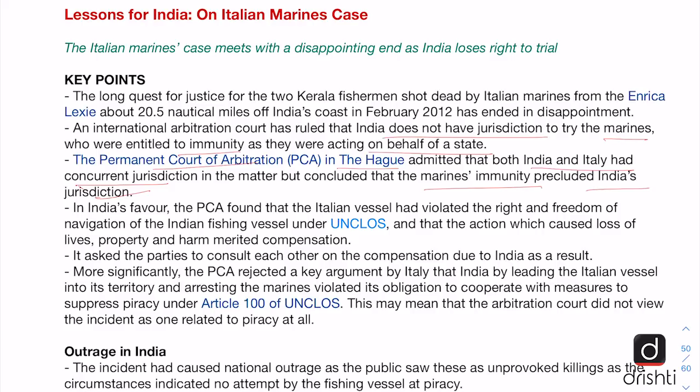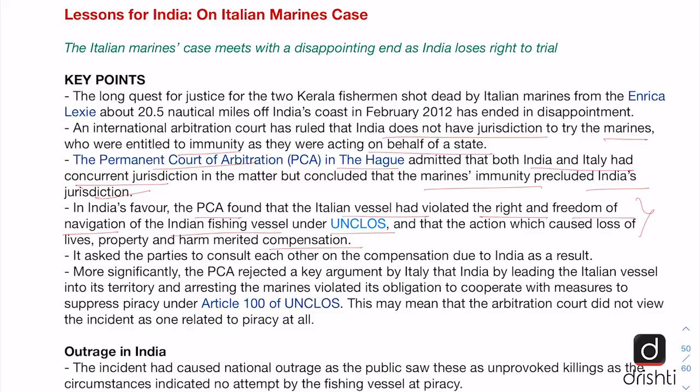But in India's favor, the Permanent Court of Arbitration found that the Italian vessel had violated the right and freedom of navigation of the Indian fishing vessel under United Nations Convention on Law of the Seas, and that the action which caused loss of lives, property and harm merited compensation. So this point goes in India's favor, where India's claim for compensation has been recognized by the PCA, and also the fact that the Italian vessel violated the right and freedom of navigation of the Indian fishing vessel.